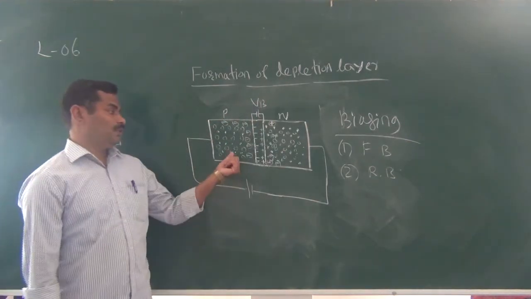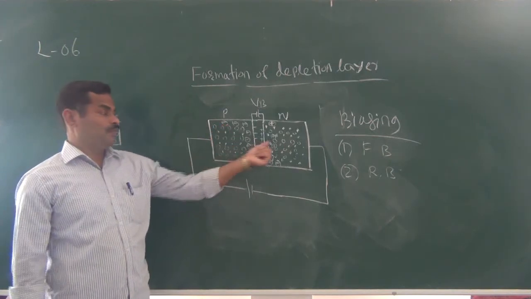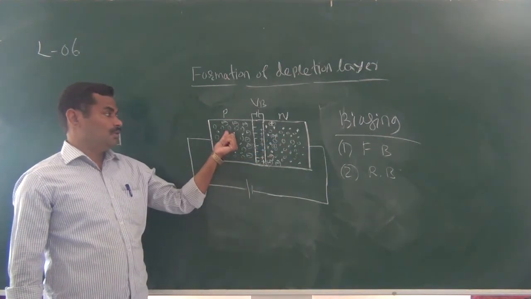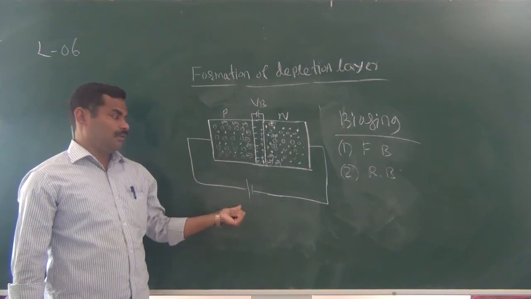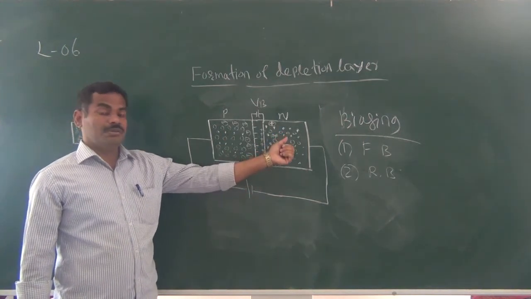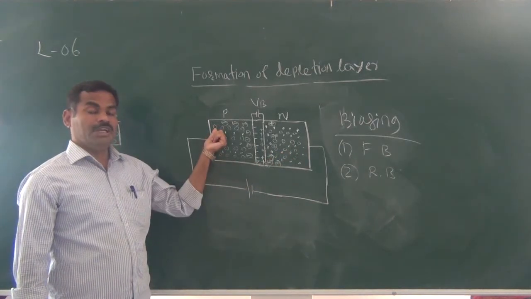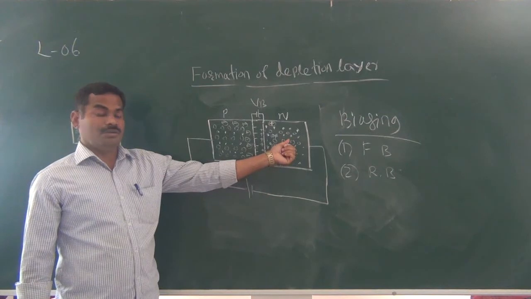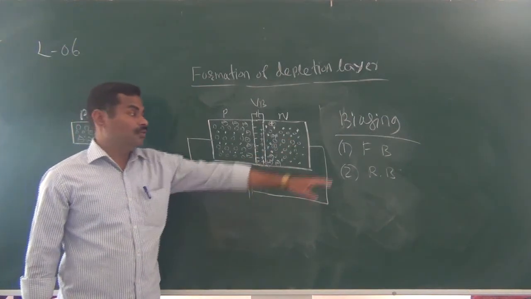Look here, as we know, holes are the positive charge carriers and electrons are the negative charge carriers. If you connect the positive terminal of the battery to the P-type semiconductor, and the negative terminal of the battery to the N-type semiconductor, that is nothing but forward bias.